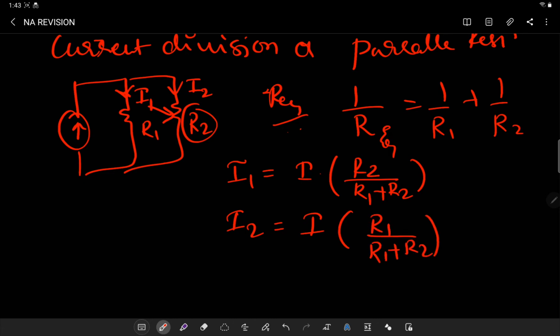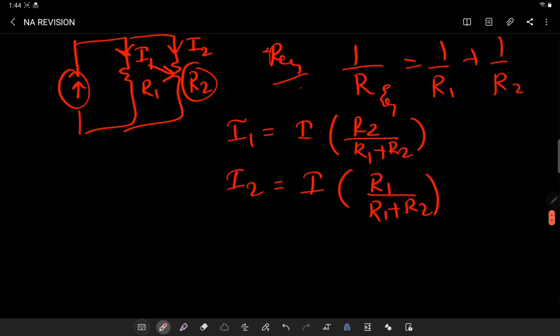Now many times in exams we get the concept of star to delta and delta to star.